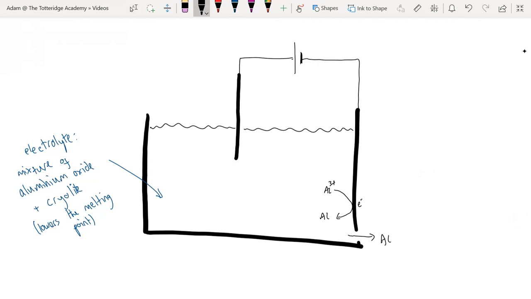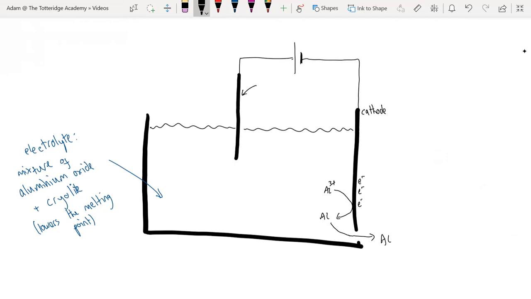Remember, in our last video, we looked at how on the cathode there are tons of these electrons. We could zoom in, but I won't do that now. We did it in the last video. We'd see that there are loads of electrons being picked up by these aluminium ions, which turn into aluminium and then get tapped out over there. Pretty straightforward so far.